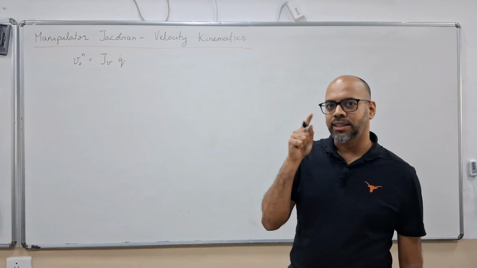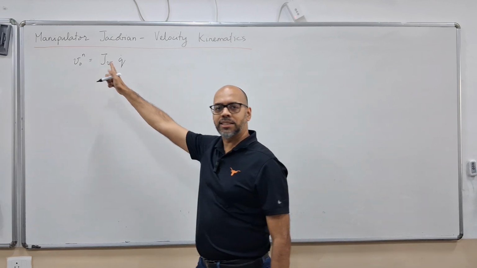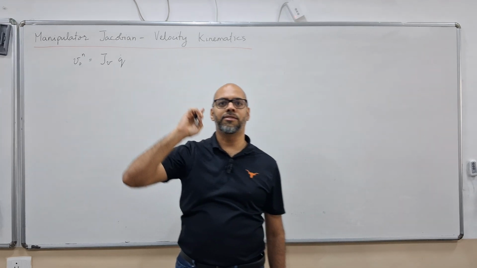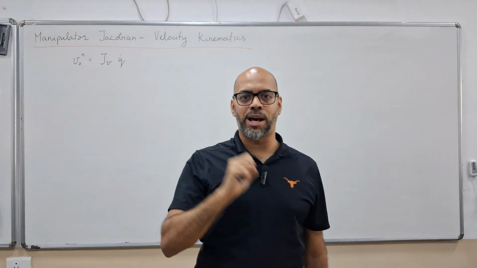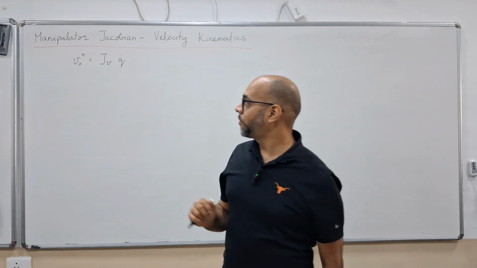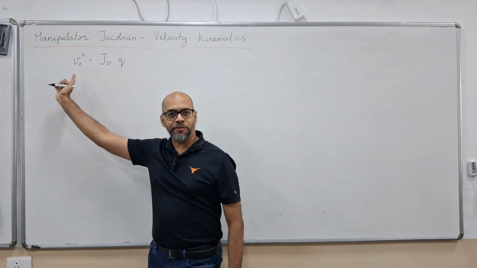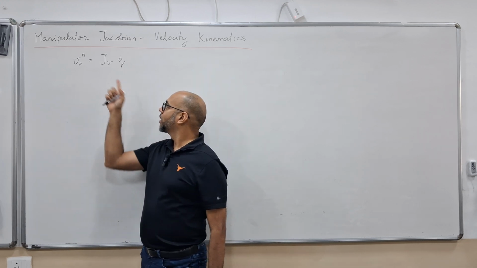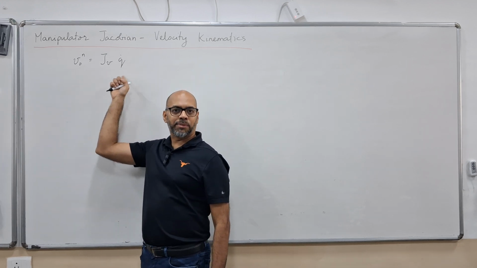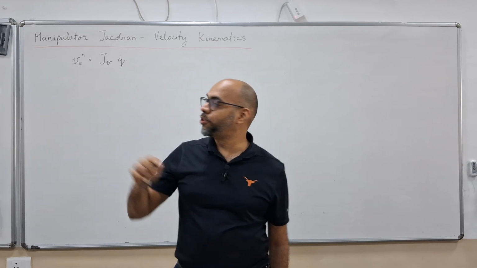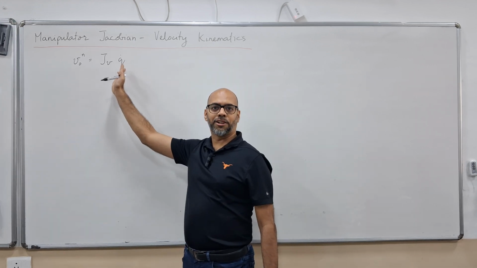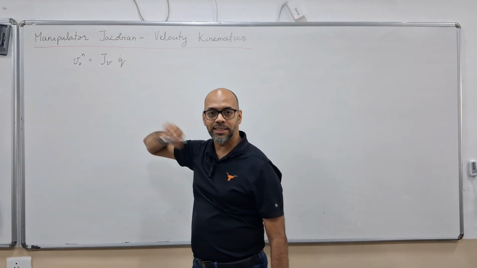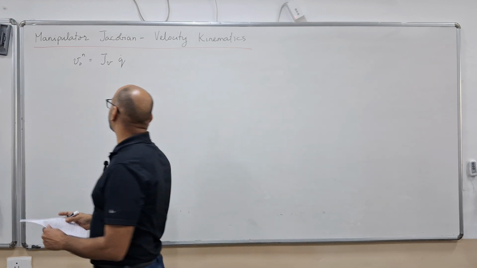And if you recollect, we had a similar matrix relationship in our 2R planar elbow manipulator example, where we had gotten the end effector velocity. In that case, it was x dot and y dot as a matrix multiplied by q1 dot and q2 dot. That is really the vector of q dot, right? So that is nothing but the manipulator Jacobian.